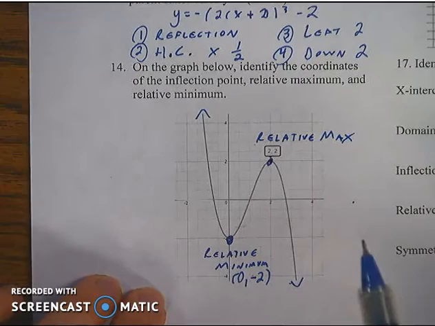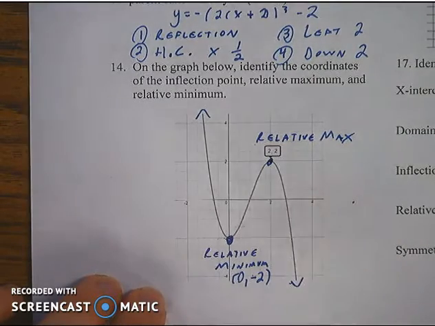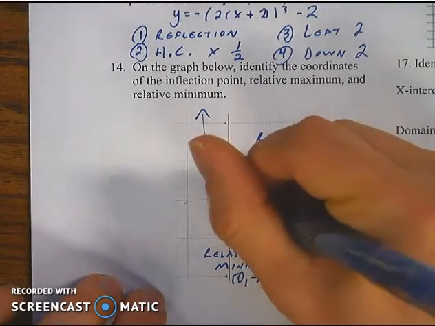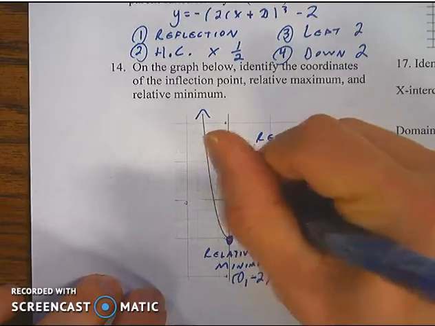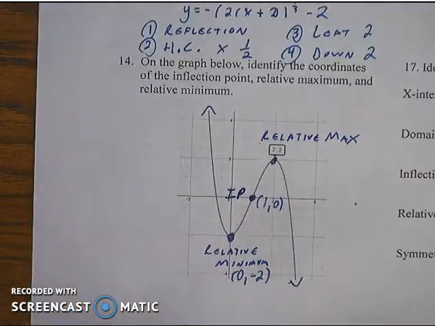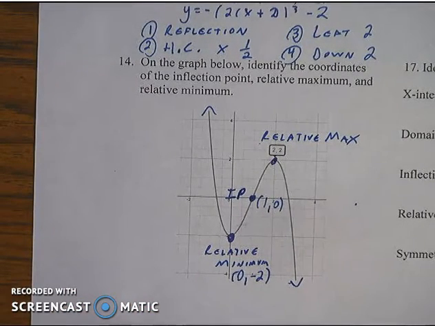Now the inflection point is always going to be in between the relative min and relative max. Exactly in between. In fact, it's right here. I'm just going to call that the IP, the inflection point. And the coordinates for that are just 1, 0. And so that inflection point is always going to be in between the relative min and relative max.